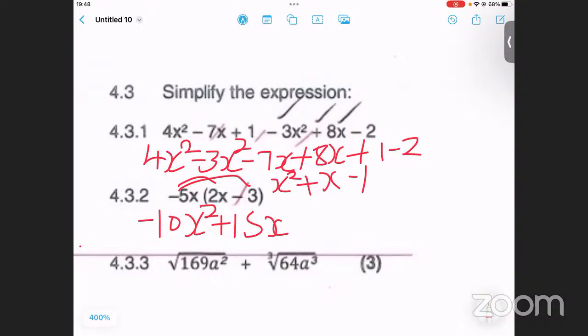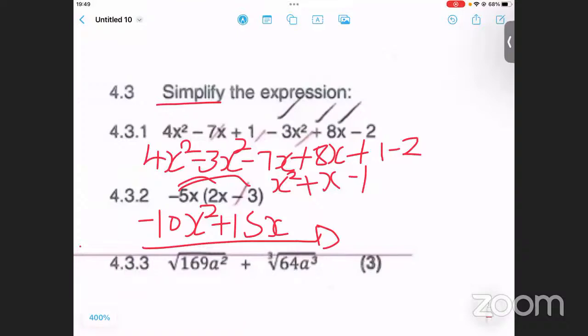Zira, do you think this is the final answer, or do we need to do something further? Ma'am, I think this is the final answer. There are no like terms. Okay, cool, perfect. And this is going to be your final answer because there are no other like terms that you can add. Remember, we are simplifying, not solving, right?